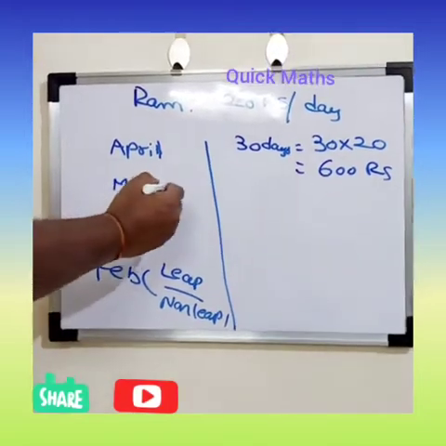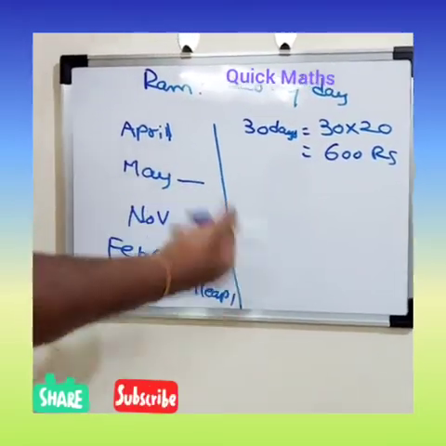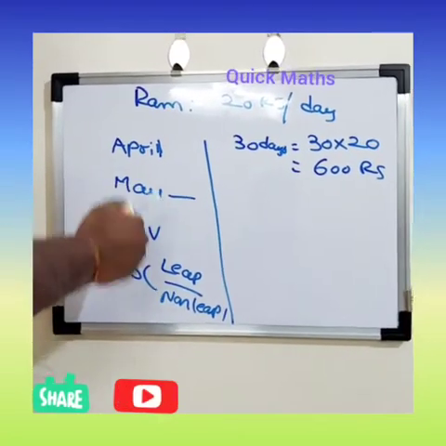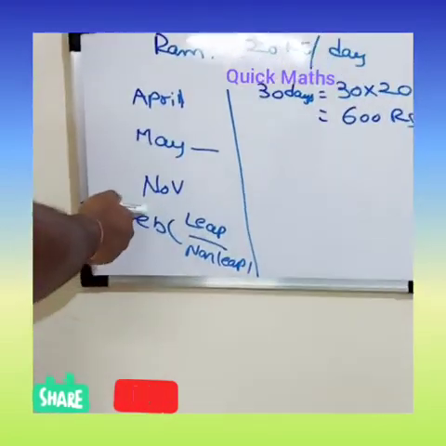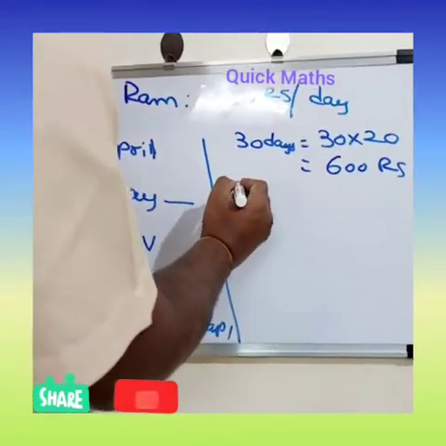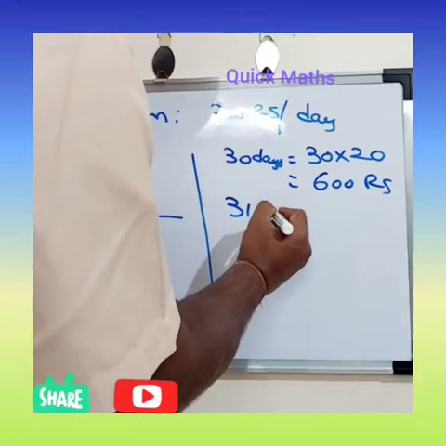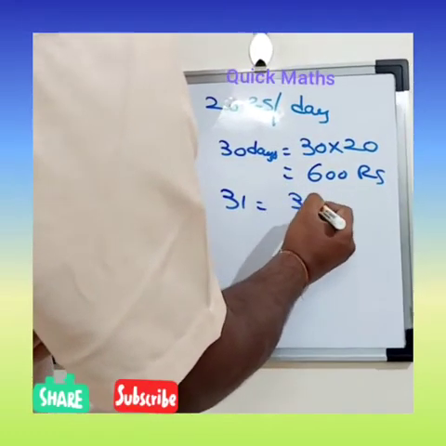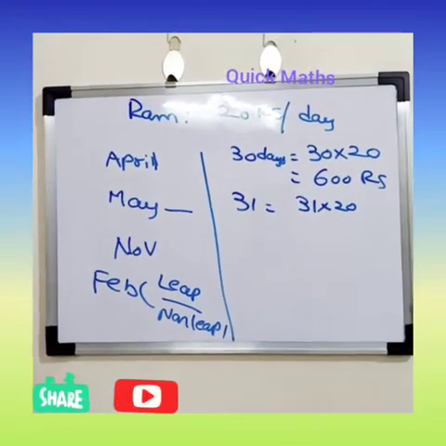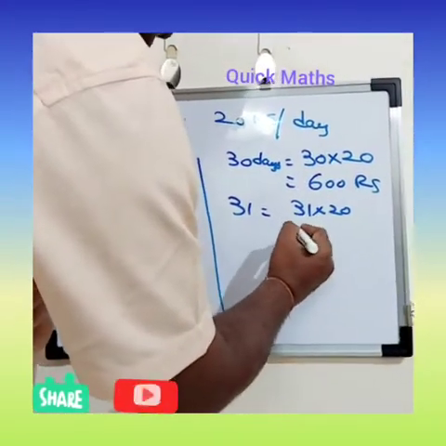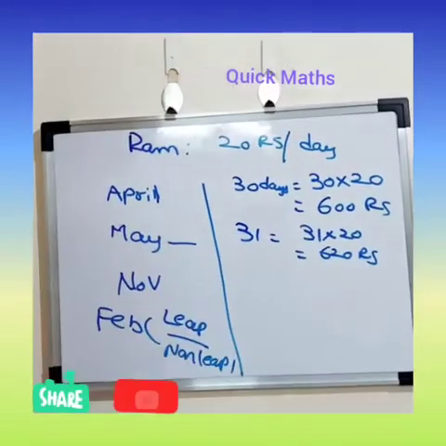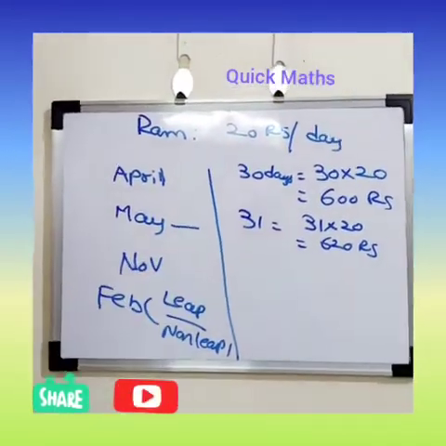Similarly, for the May month, whether it's a leap year or non-leap year, the number of days won't change. Only February has a variation. May has 31 days. So the number of working days is 31 multiplied by 20 because one day is 20 rupees. The answer is 620 rupees, because when you multiply 31 with 20 you get 620 rupees.